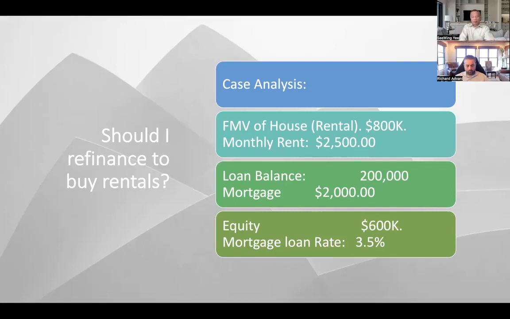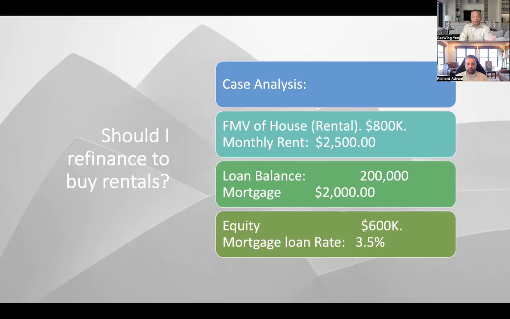He or she has a rental property or even a primary home at 800 grand fair market value. I mean, a rental property right now rented for $2,500 somewhere in California. This person has a loan balance of 200,000 and their mortgage is 2,000. So of course, the equity is 600,000 and the mortgage rate is 3.5%.